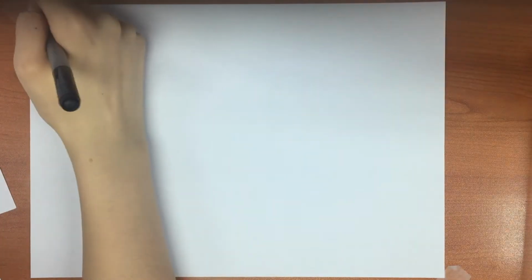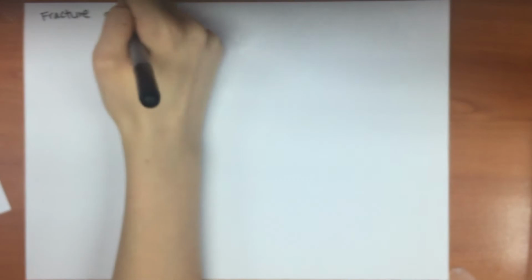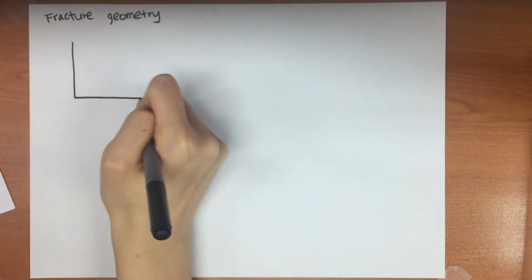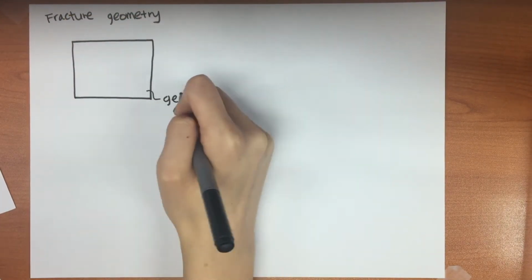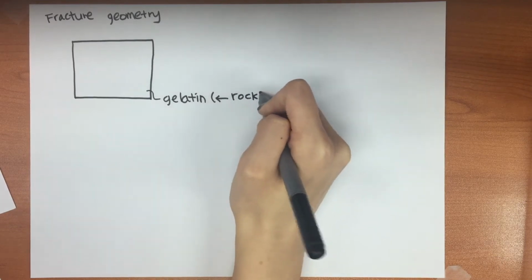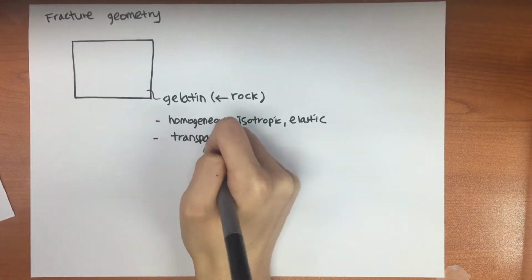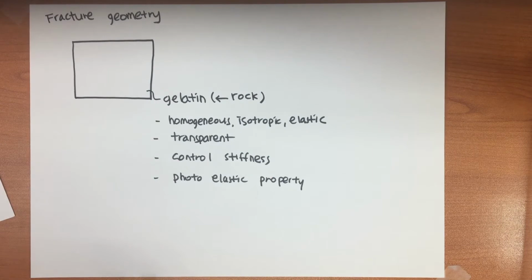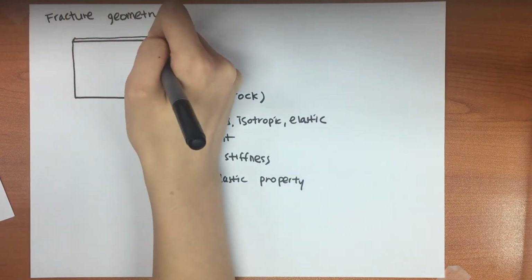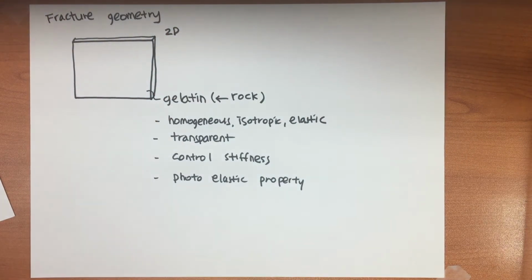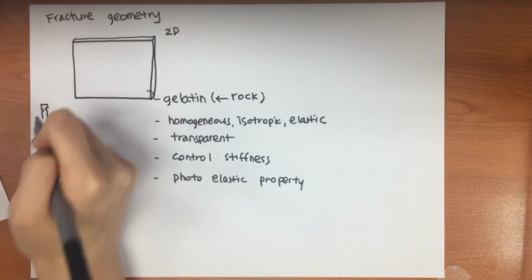To see the geometry of the generated fracture, hydraulic fracture propagation behaviors in gelatin plates were monitored. Gelatin was used to represent the rock because it is homogeneous, transparent, easy to control the stiffness, and has photoelastic property. To conduct the 2D experiment, a gelatin mold with thin thickness was made.